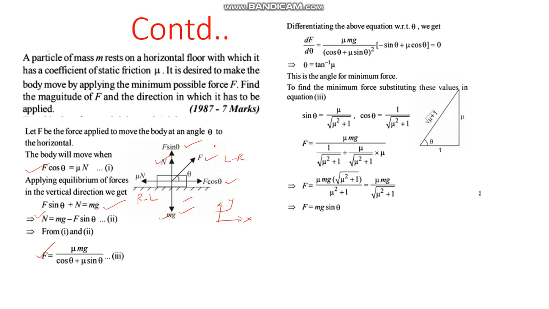Whenever you find these types of terms, a minimum possible value and so on, you should think in terms of differentiation. Here, F is basically a function of theta. Theta keeps changing, F keeps changing. So if you differentiate this, you get the minimum possible value. You have to differentiate with respect to the variable theta, so find dF by d theta, and equate it to 0.